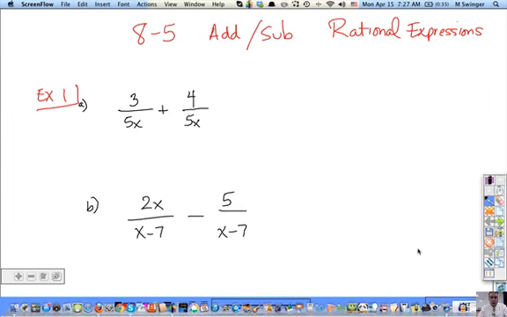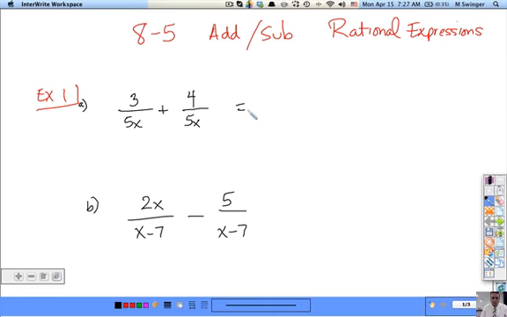Section 8.5, we're going to add and subtract rational expressions. Last section, we multiplied and divided these things, but actually a trickier part is adding and subtracting them. Look at the first example here, 3 over 5x plus 4 divided by 5x. We can add these two things together only if they have the same denominator. Therefore, you only add the top.